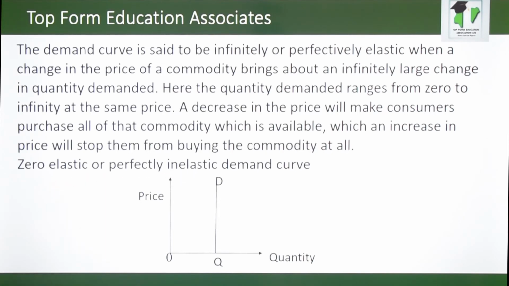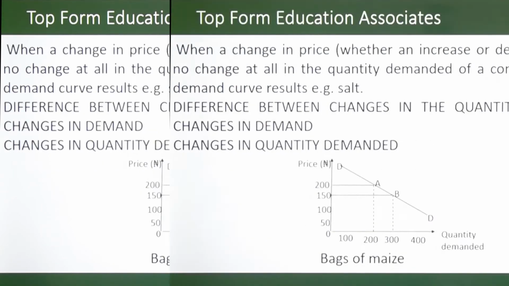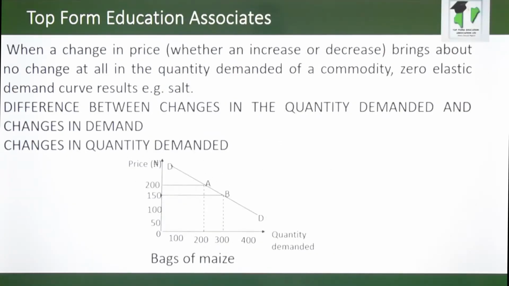You cannot, because the price of salt has fallen so low, instead of using 1 spoon to cook, you now increase it to 3 because the price is low. So when a change in price, whether an increase or decrease, brings about no change at all in the quantity demanded of a commodity, a zero elastic demand curve results. Example is salt. Any question?